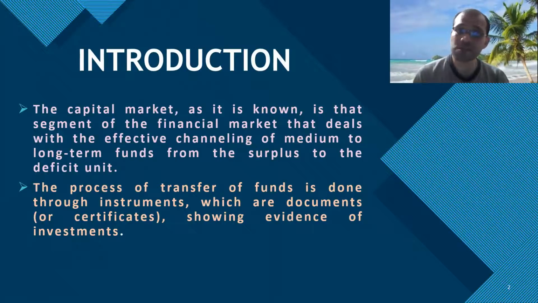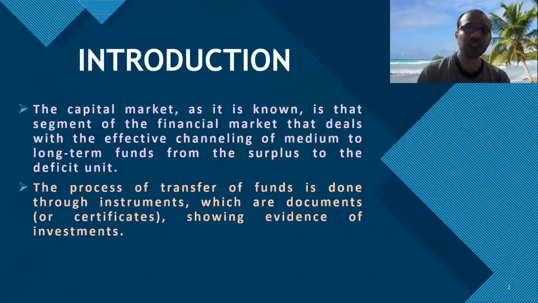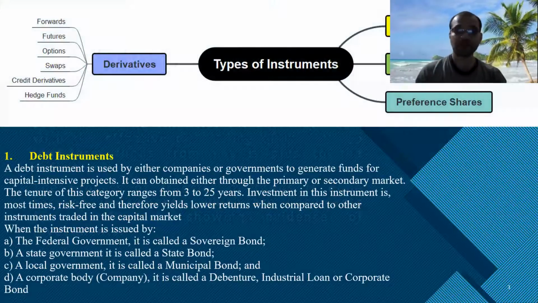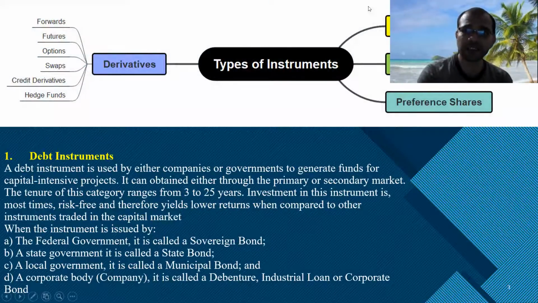The capital market, as it is known, is the segment of the financial market that deals with the effective channeling of medium to long-term funds from the surplus to the deficit unit. The process of transfer of funds is done only through instruments, which are documents or certificates showing the evidence of investments. Now, let us see, basically there are four types of instruments.